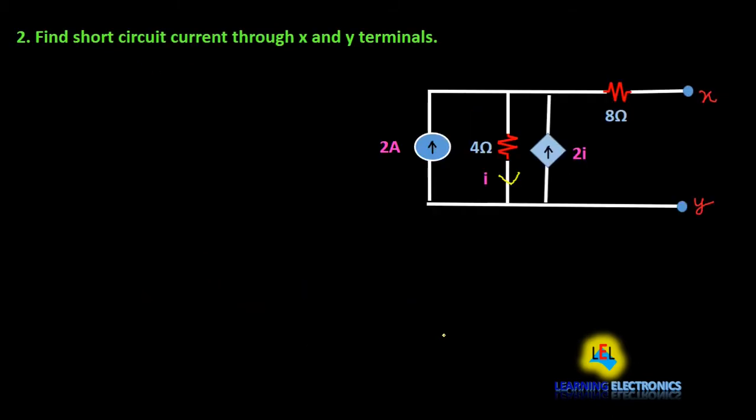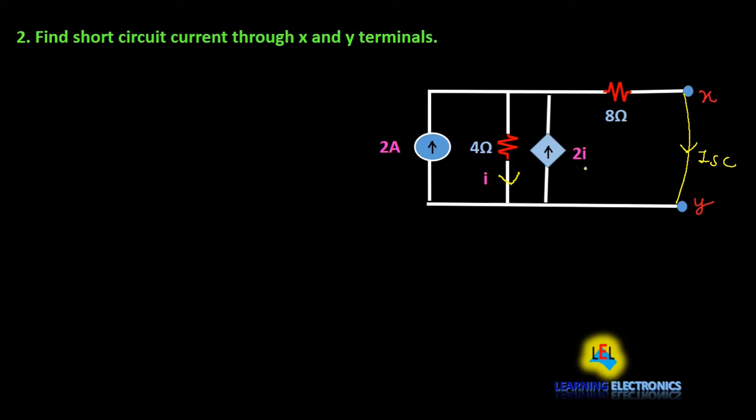Now let us solve the next question. Find the short circuit current through X and Y terminals. So these are the open terminals which are given. We have to short the terminals, then we have to find out the short circuit current. So when we short this terminal, we get this type of circuit. So we have to find out the short circuit current ISC through short circuit terminals.